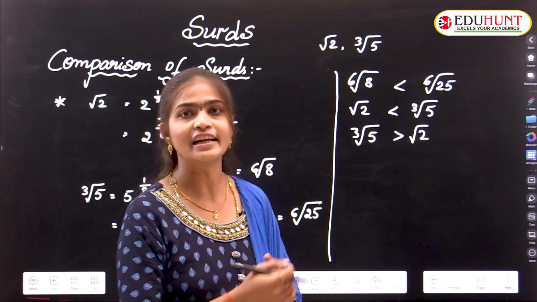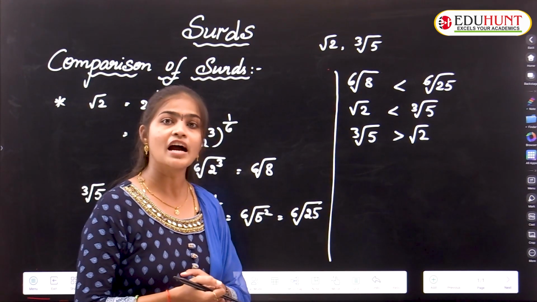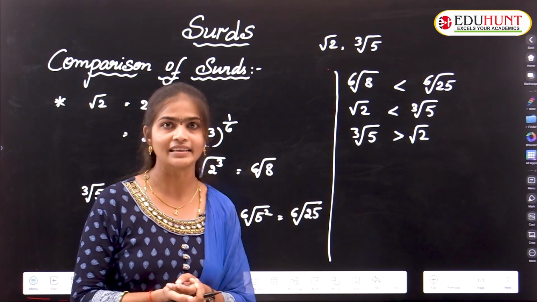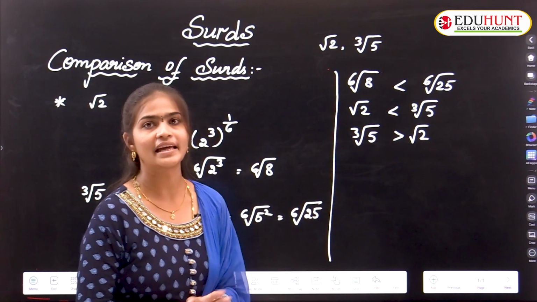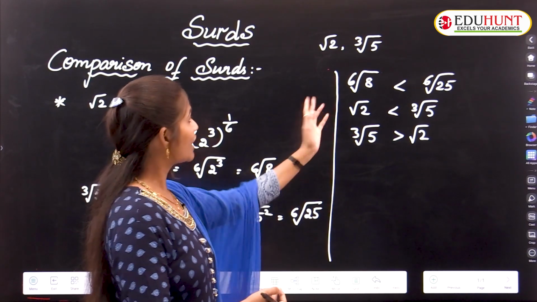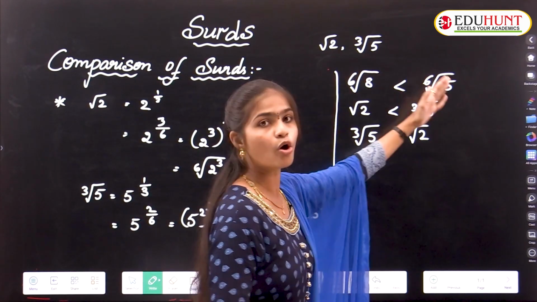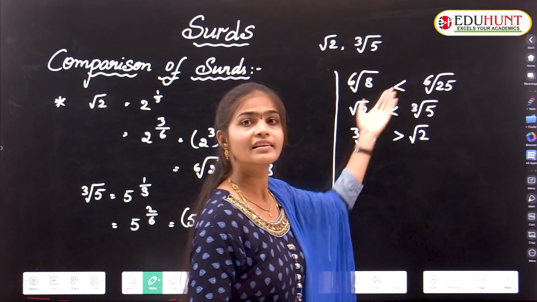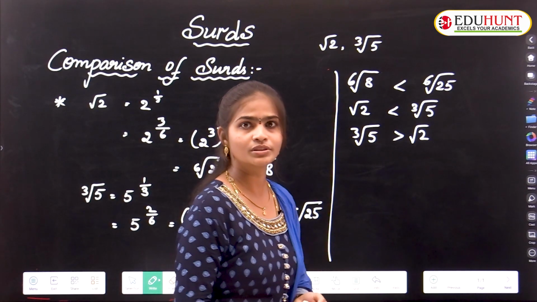First we have to write the orders of the surds. Next we need to take the LCM of the orders. After that we need to multiply and divide each exponent by the LCM. And finally we have to compare. After converting the two given surds into the same order, we can compare the surds very easily. Is it easy or not? Yes.